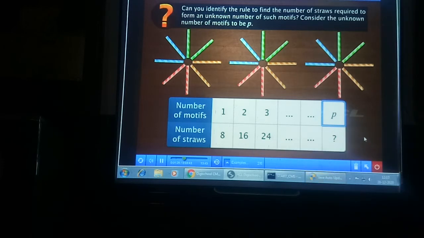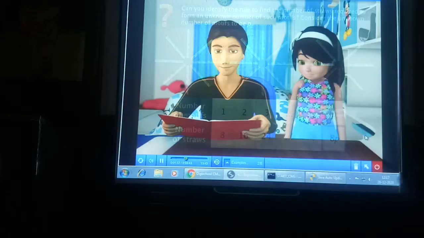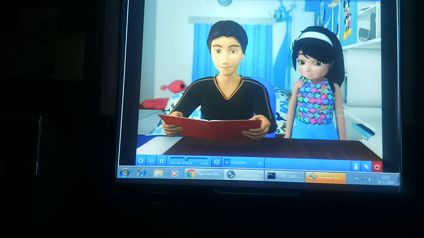Observe that each motif requires 8 straws. Therefore, to form p motifs, the number of straws required will be 8 times p. Let's look at a couple of examples. If Sela is 12 and Tony is 20 years old, then the difference between their ages is 8 years. So, at any point of time, if we know Sela's age, we can find Tony's age too. We can represent Sela's age at any point of time as x years. Therefore, Tony's age will be x plus 8 years.